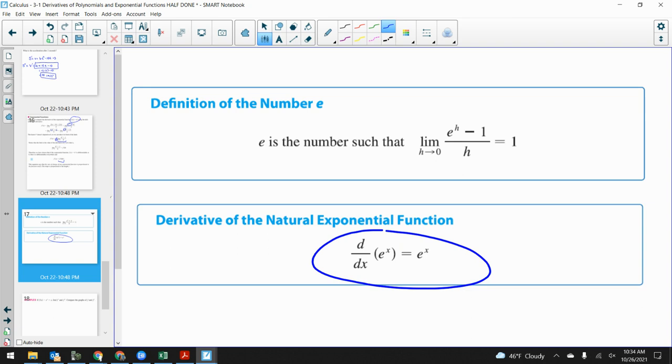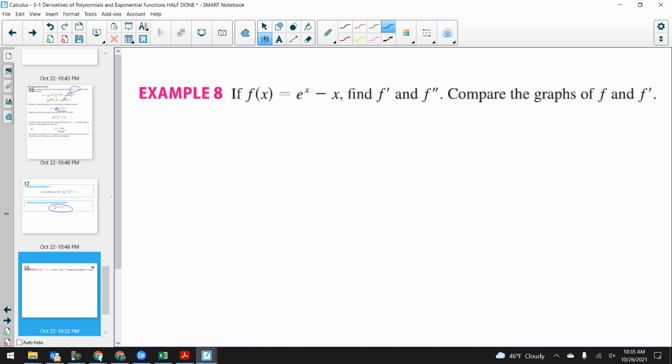All right. So let's calculate it a little bit. Let's use it. If f of x is equal to e to the x minus x, find f prime and then f double prime. And we're just going to calculate it. We're not going to graph it. Okay, so let's find f prime of x. Well, it was e to the x minus x. Oh, there's my difference rule. I've got a subtraction in there. So what can I do? I can just take the derivative of those two pieces and find them separately.